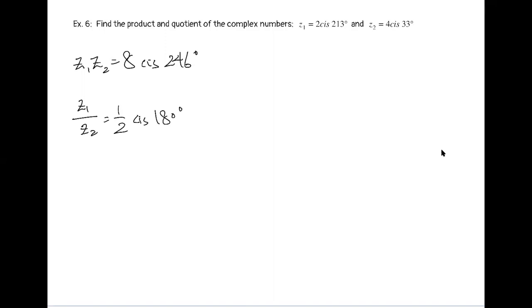All right, so if we multiply Z1 and Z2, we should get 8 cis 246. And if we divide Z1 and Z2, we should get 1/2 cis 180. Okay. Any questions about the formulas?